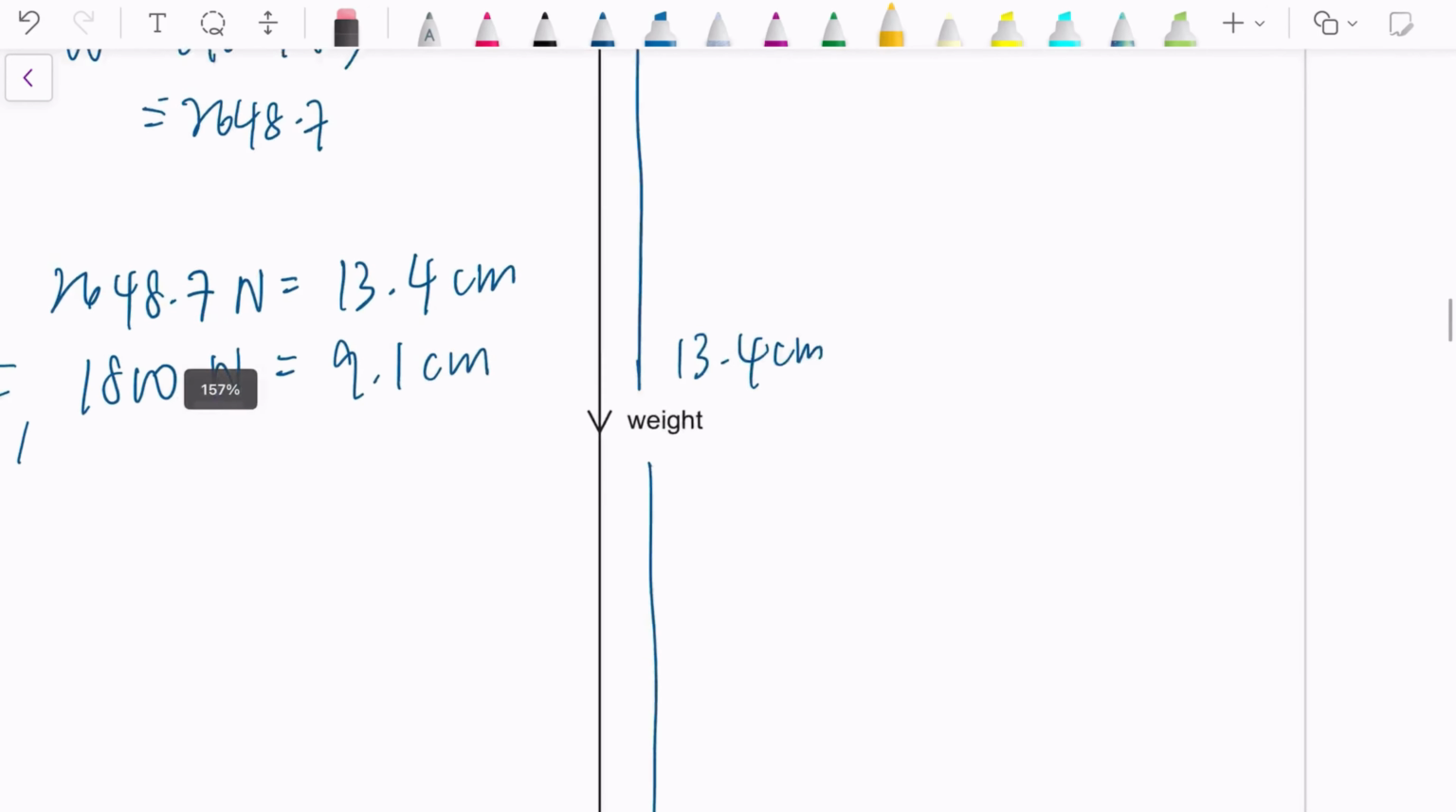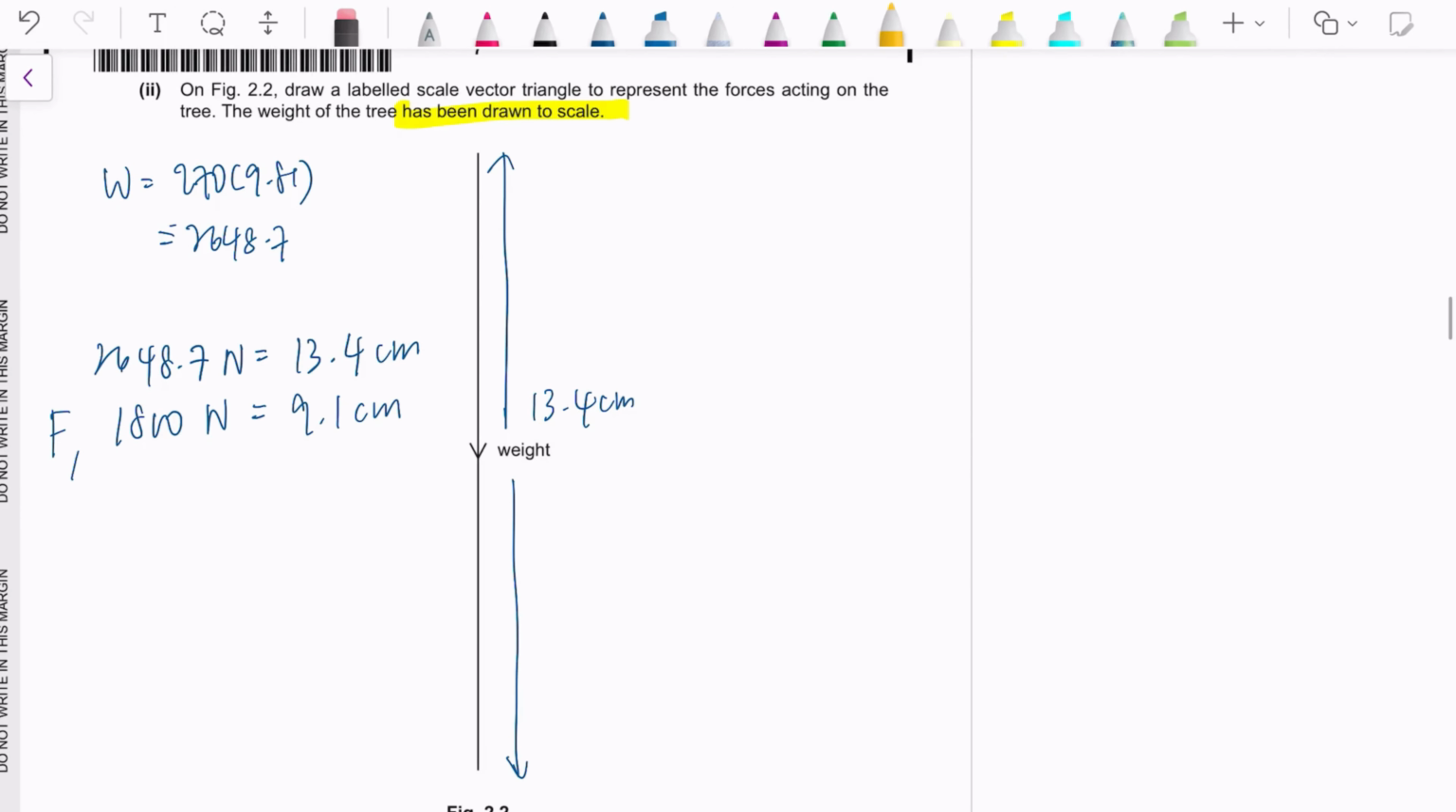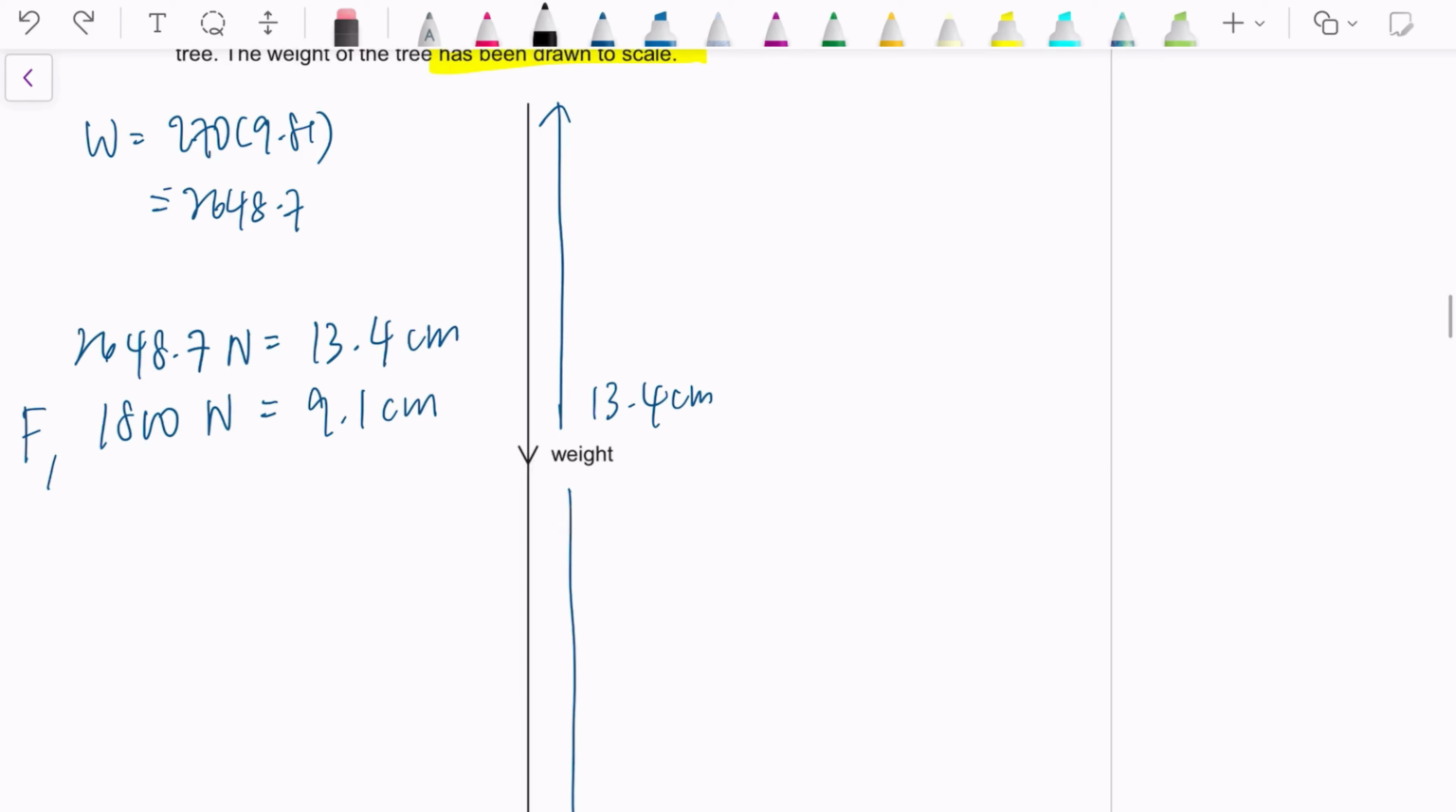So first of all, you must know what is your weight. Then you measure your weight. Measure this particular line using your ruler. Okay, so make sure you bring a ruler in your exam hall. Okay, 13.4 cm. Then what you do now is you're going to draw your F. So this I'm drawing on a tab, so it may not be as accurate, but make sure you measure 9.1 cm on your ruler and you draw it. Okay, accuracy is really, really important here.